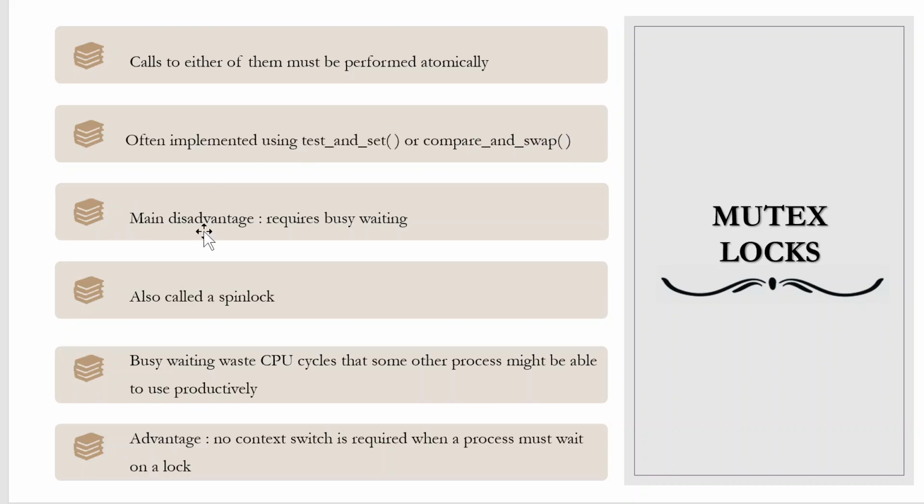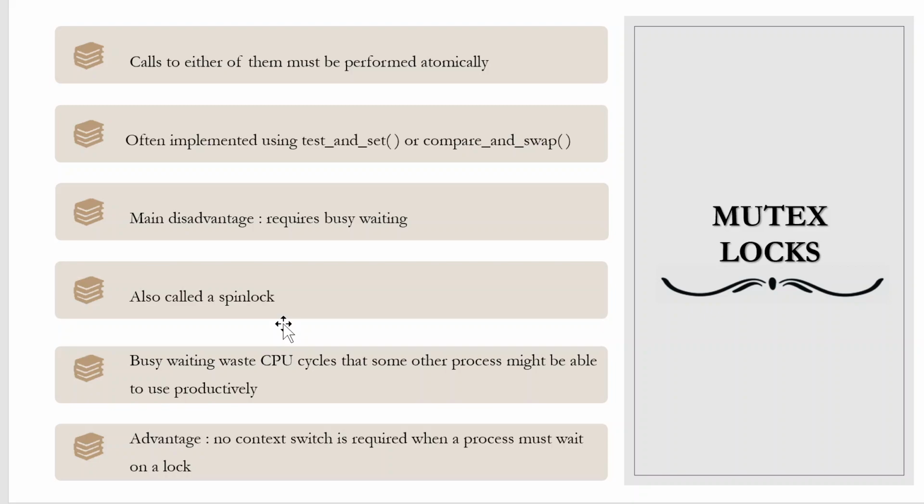The main disadvantage of the implementation given here is that it requires busy waiting. While a process is in its critical section, any other process that tries to enter its critical section must loop continuously in the call to acquire. In fact, this type of mutex lock is called a spin lock because the process spins while waiting for the lock to become available.